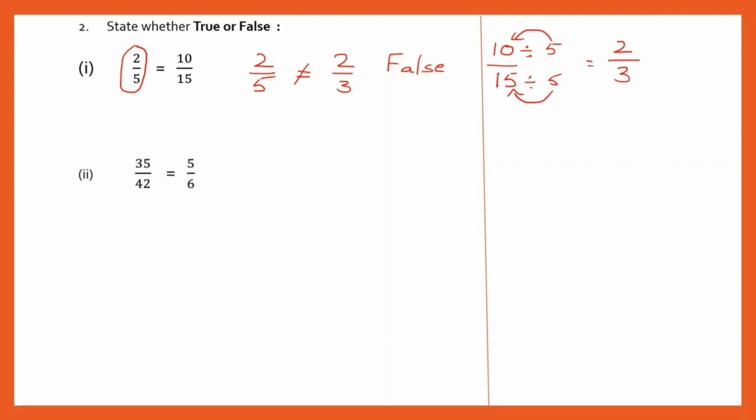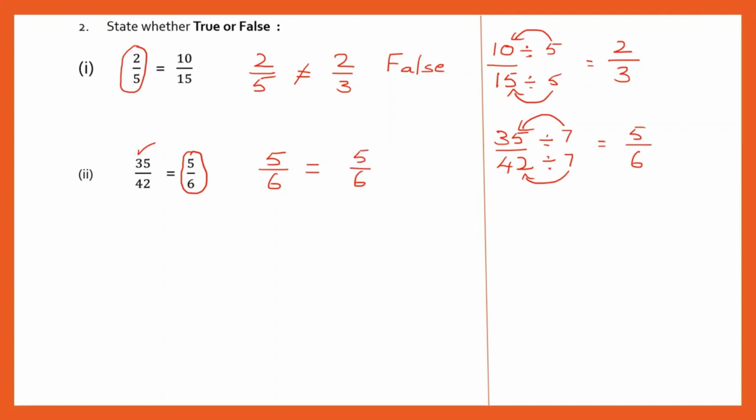Next. 5 by 6 is already in the lowest term. So let's reduce 35 by 42. Both are divisible by 7. So let's divide both by 7. 7 5s are 35 and 7 6s are 42. So we've got 5 by 6. So 35 by 42 has become 5 by 6. And the other fraction which is already given in the question is also 5 by 6. And the statement says they are equal, and this is true because they are equal. So this statement is true.